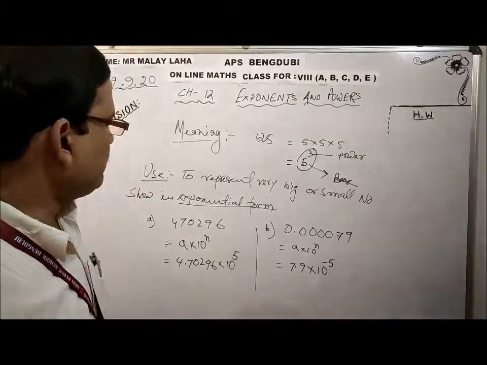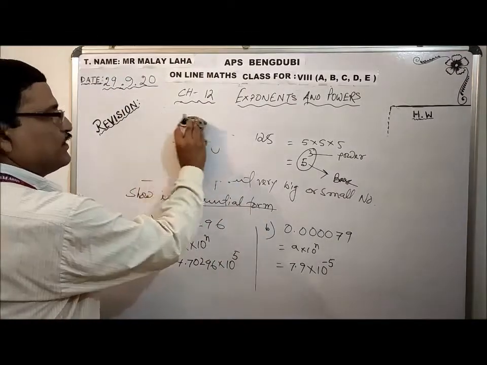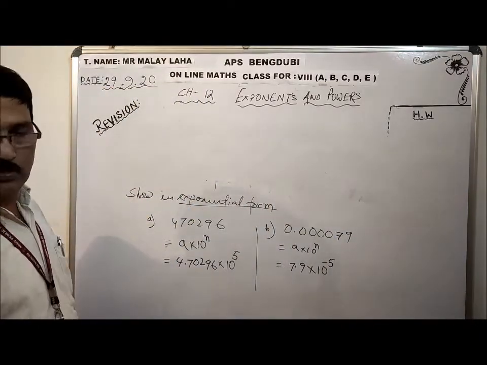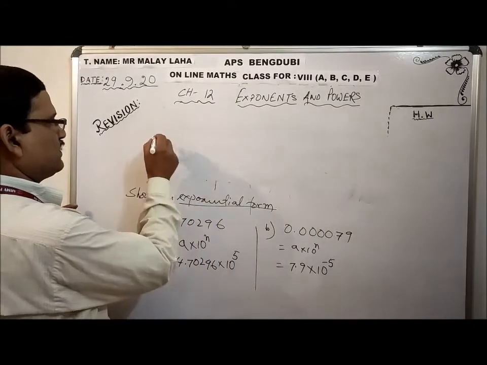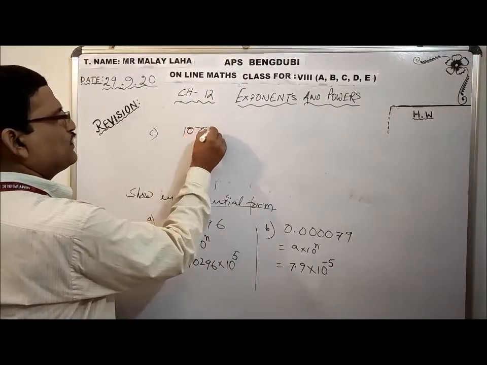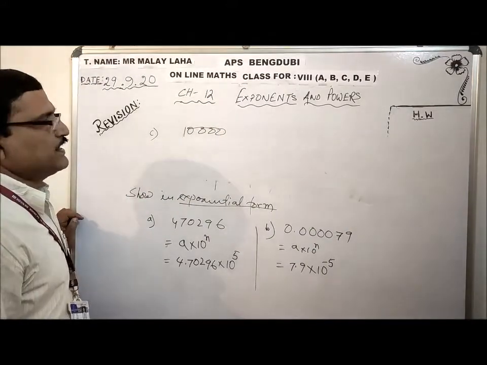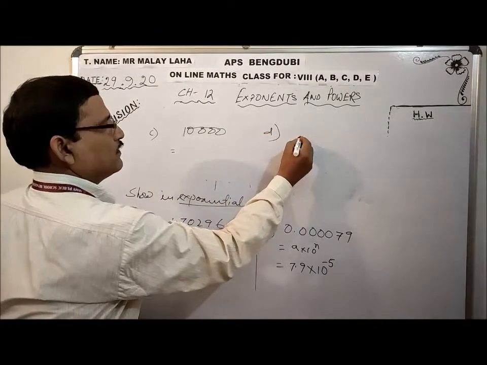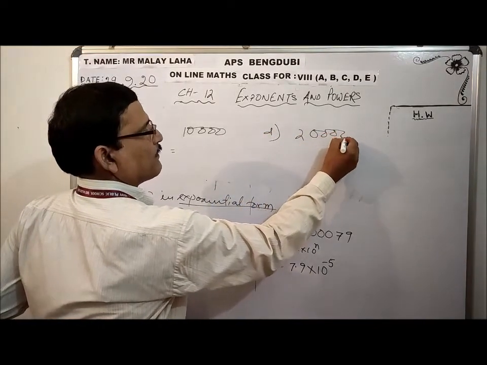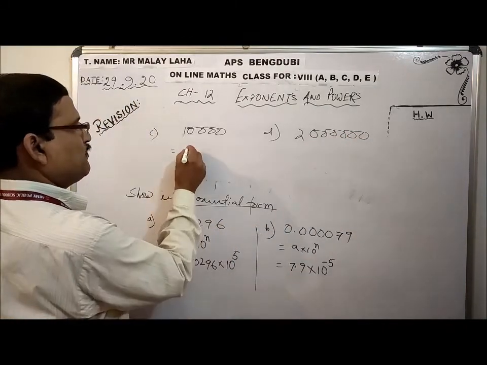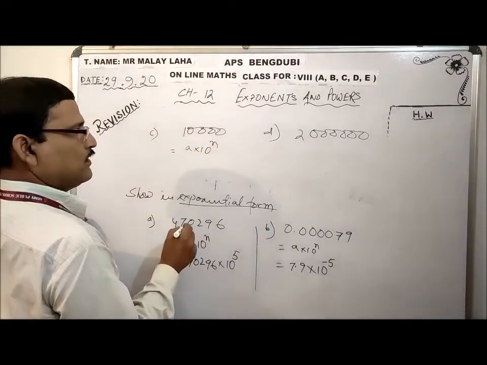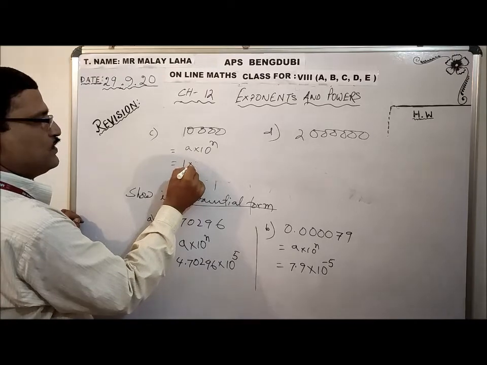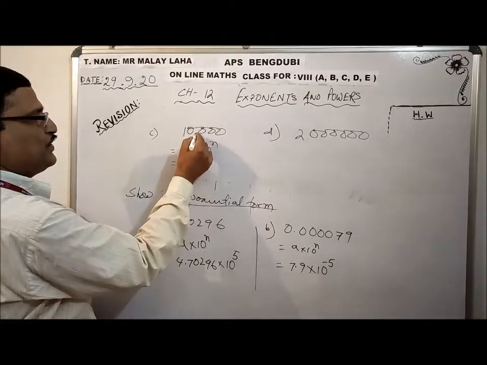Now some more examples I am giving you, because definitely it will come in your exam. Different types of numbers will be there. You have to show in standard form or exponential form or scientific notation. See, if I give you this number, 10,000, show in exponential form. So what will you do? The same way, a into 10 to the power n. Clear? So now the decimal is here, you have to drag it here. That is 1 into 10 to the power 1, 2, 3, 4.